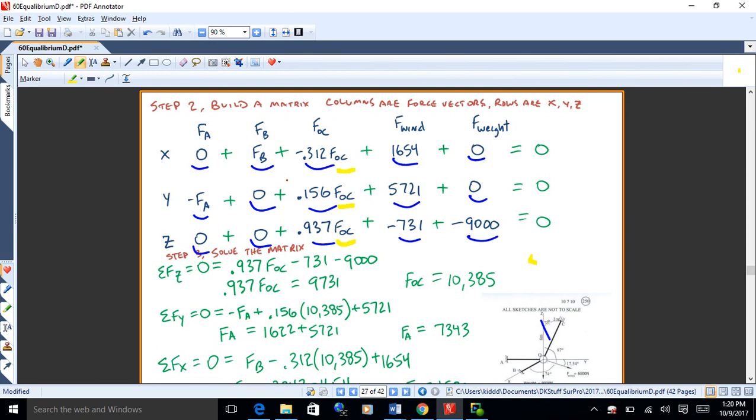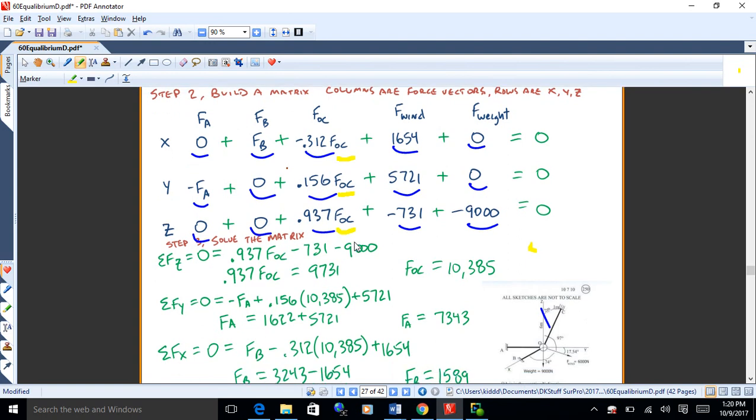And so now FOC is a known after I do sum of FZ, so then I can do sum of FY and solve for FA, that's 7343, and then I can go sum of FX and solve for FB, and now I've got all 3 magnitudes of the 3 wires. Okay, so 10,385 and 7,343 and 1589. A little bit of rounding difference, depending on how you do it, but that's what you come up with.